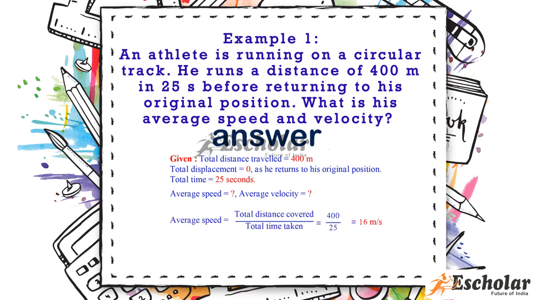Average speed equals total distance covered upon total time taken, equals 400 upon 25, equals 16 meter per second. Average velocity equals total displacement upon total time taken, equals 0 upon 25, equals 0 meter per second. Example 2.